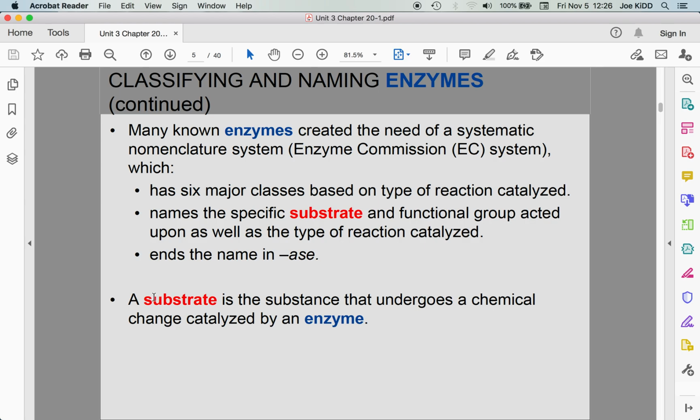We already talked about this, but a substrate is the thing that goes under change, that is going to be worked on by the enzyme.